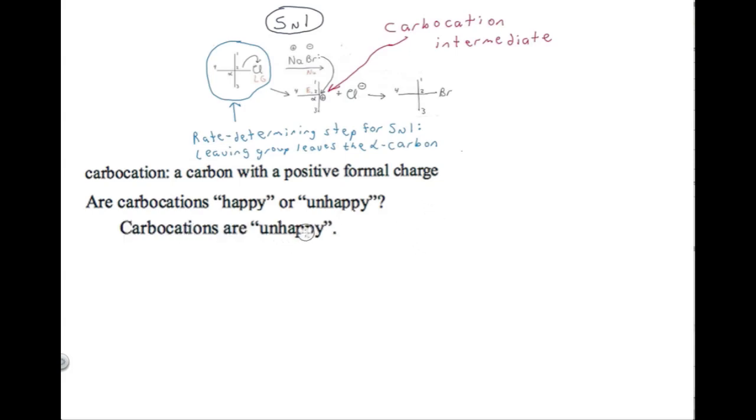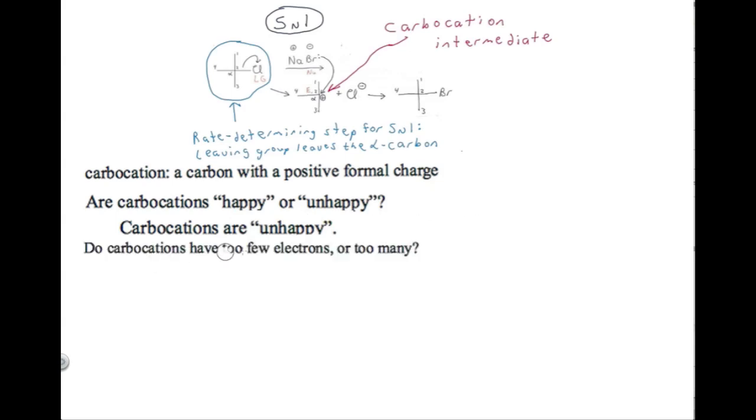Carbocations are unhappy. Of course, carbocations aren't actually people. They're not really happy or unhappy, but in science it can give us better intuition if we pretend that the chemical species are like a person. So it's helpful to pretend that the carbocation is unhappy to build our intuition. Now, why is the carbocation unhappy?